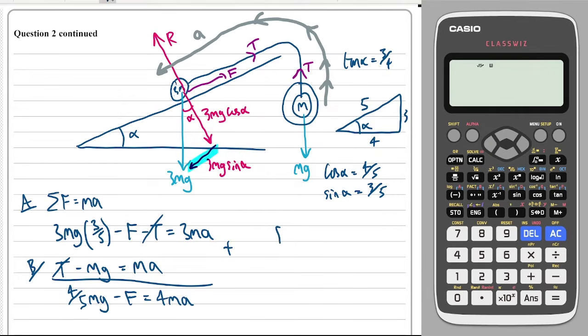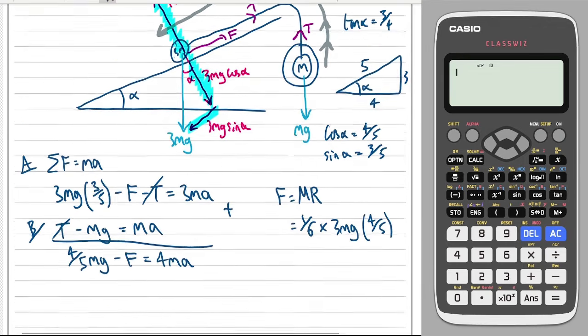F, as we know, is mu times R. Mu in the question I was told was a sixth. And R is going to equal exactly 3mg cosine of alpha, and cosine of alpha being 4/5. Now, how do I know that? Well, the only forces on A perpendicular to the slope are R and this 3mg cosine alpha. So they must be equal to each other, because it must be balanced, because the object is not accelerating off of the slope. So I can sub that in.